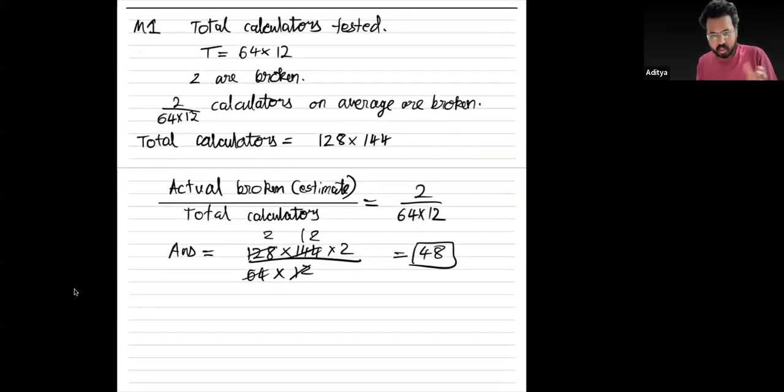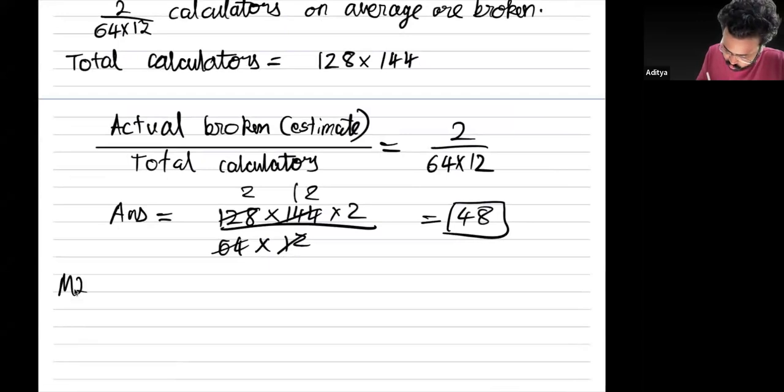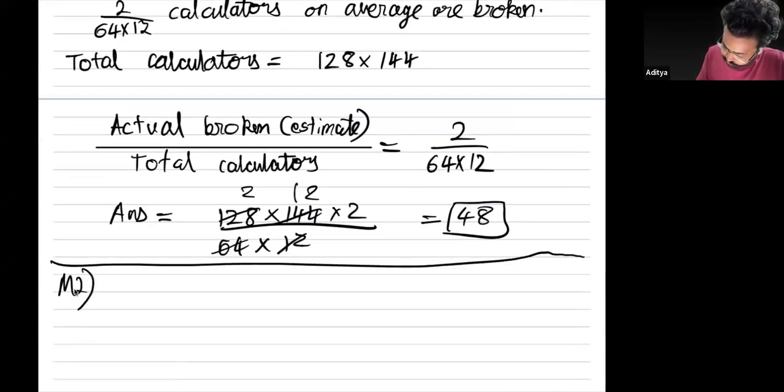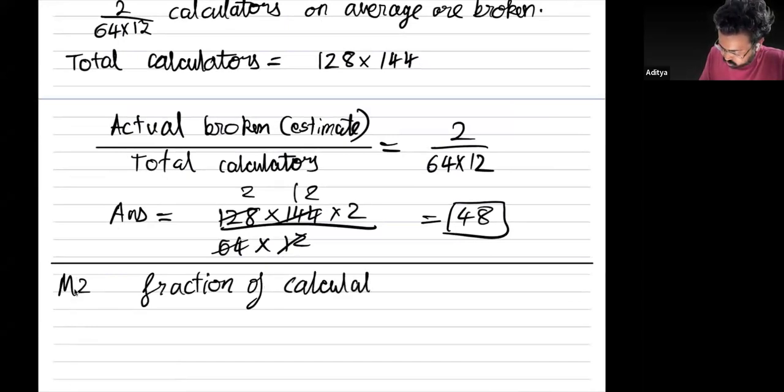The second method is also very close to the first method. So method 2 is the fraction of calculators tested.